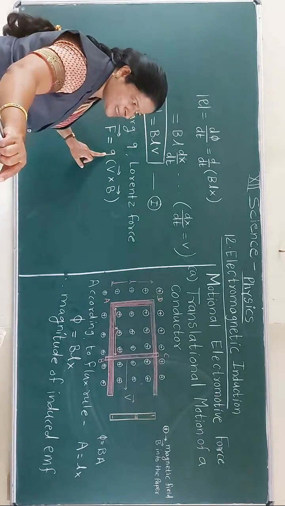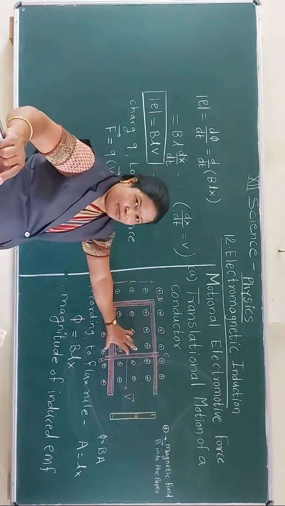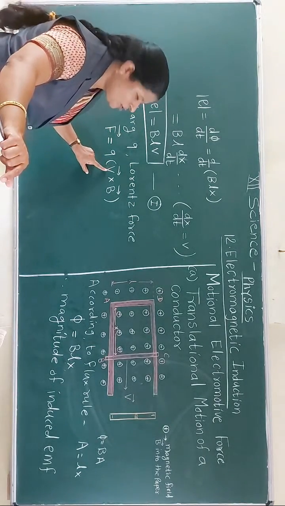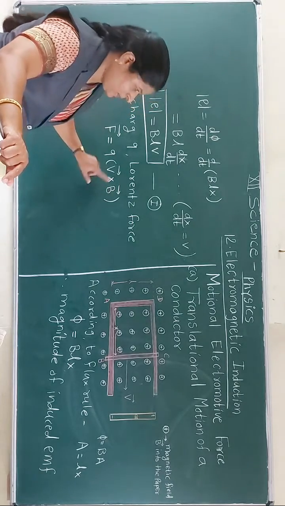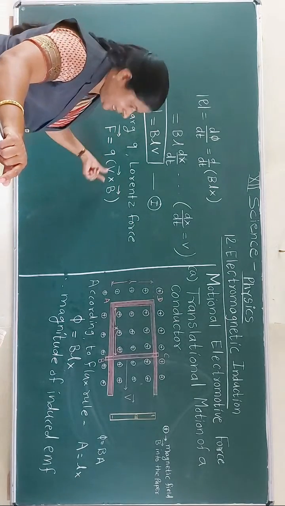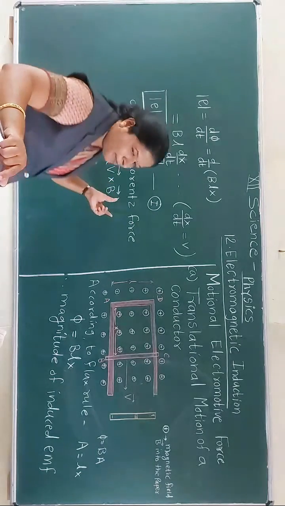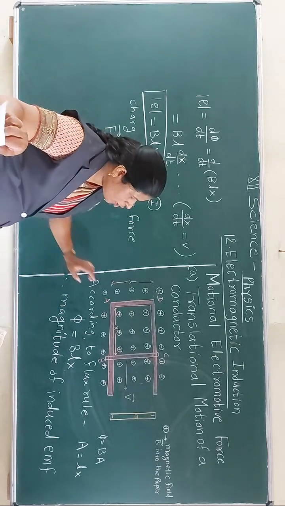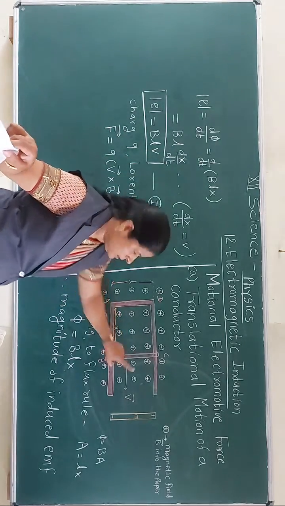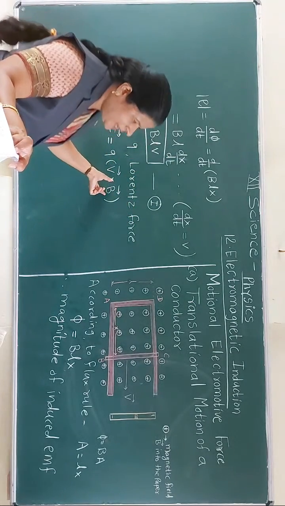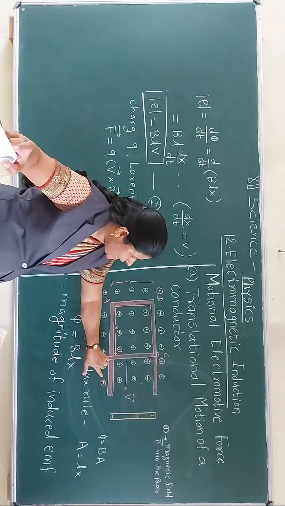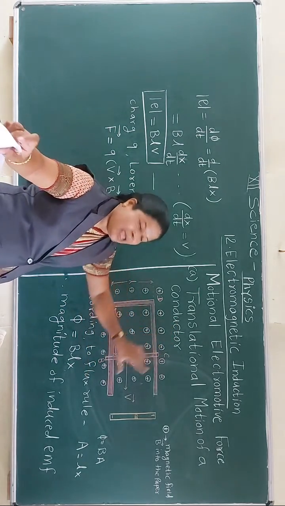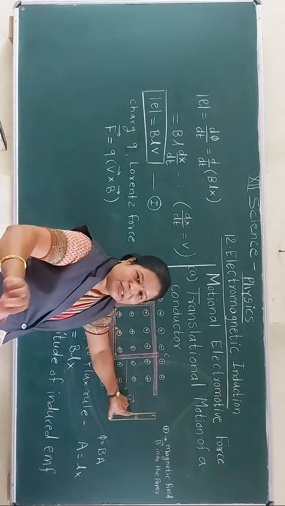F is equal to the force acting on this side BC, and for charge Q, F is equal to Q multiplied by V multiplied by B. Now V is the velocity and B is the magnetic field, and the force is perpendicular to both velocity V and B. This magnetic field is perpendicular to this side BC and the charge Q.